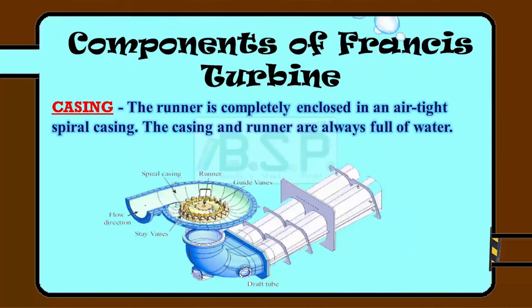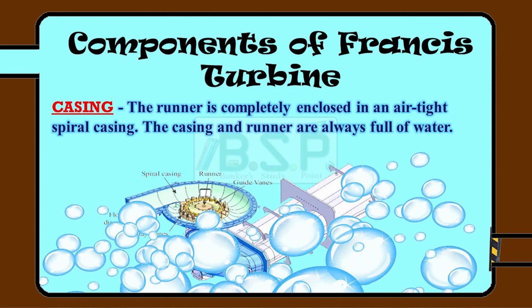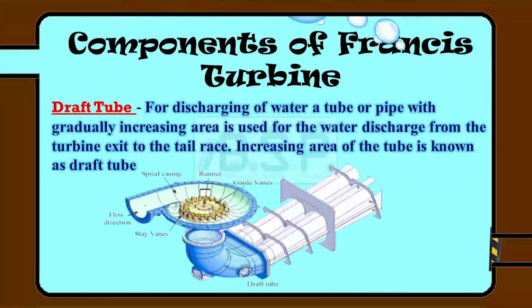The third component is casing. The runner is completely enclosed in an airtight spiral casing. The casing and the runner are always full of water. The next is draft tube. For discharging of water, a tube or pipe with gradually increasing area is used for the water discharge from the turbine exit to the tail race. The increasing area tube is known as draft tube.